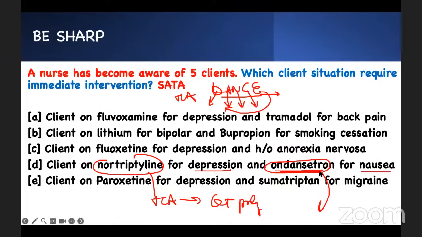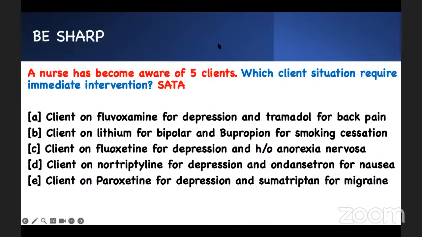Ondansetron for nausea. What is the side effect? QT prolongation. You want to combine QT prolongation together? No way, we can't do that. So that one too, we have a problem.